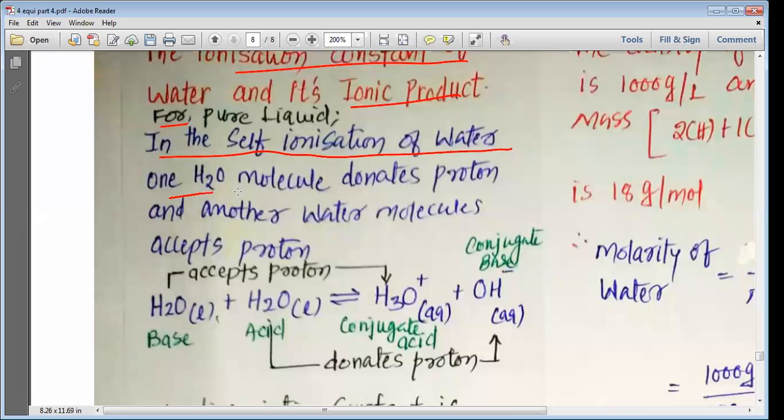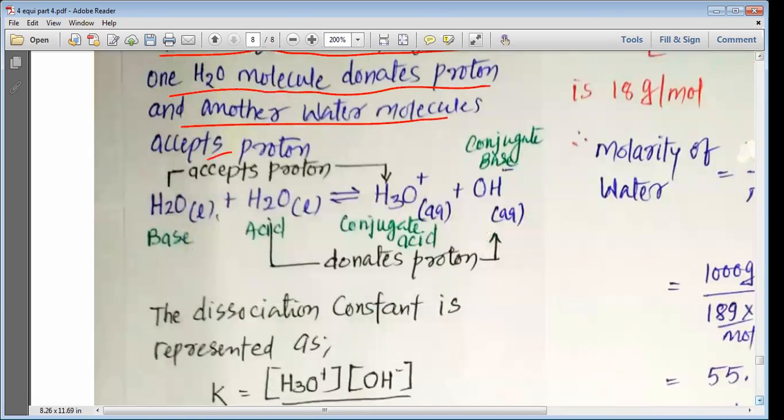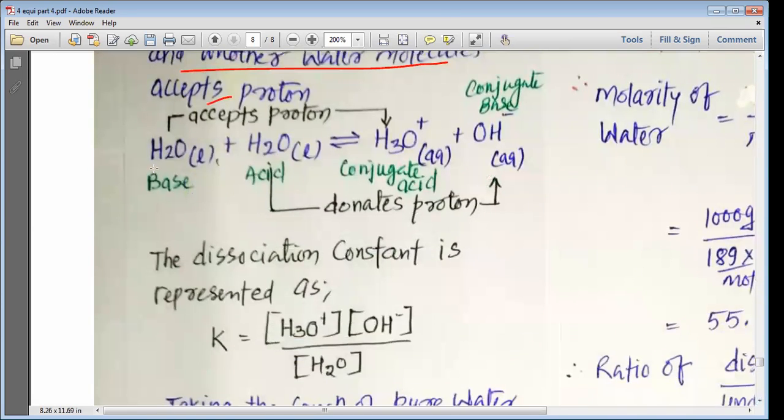water: one H2O molecule donates a proton and another water molecule accepts protons. So you can see that during the process of self-ionization of water, this H2O which behaves as a base accepts the H plus, and this H2O which behaves as an acid donates the protons. As it accepts the protons, it turns out to be H3O plus, which is the conjugate acid of this H2O. This H2O donates H plus and produces the conjugate base, that is OH minus.